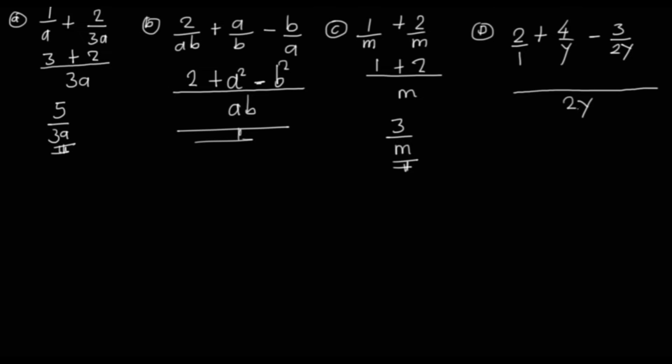So y into 2y is 2y, times 2, we have 4y, plus; now y into 2y, the y will cancel, leaving us the 2, times 4, we get 8, minus 2y into 2y.